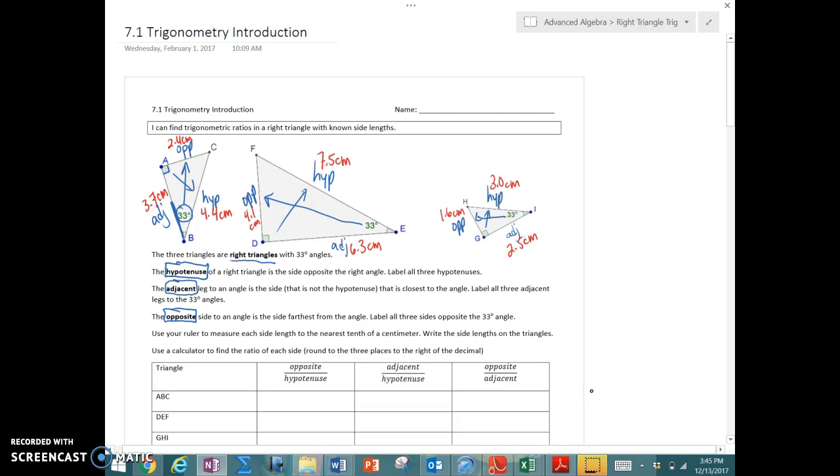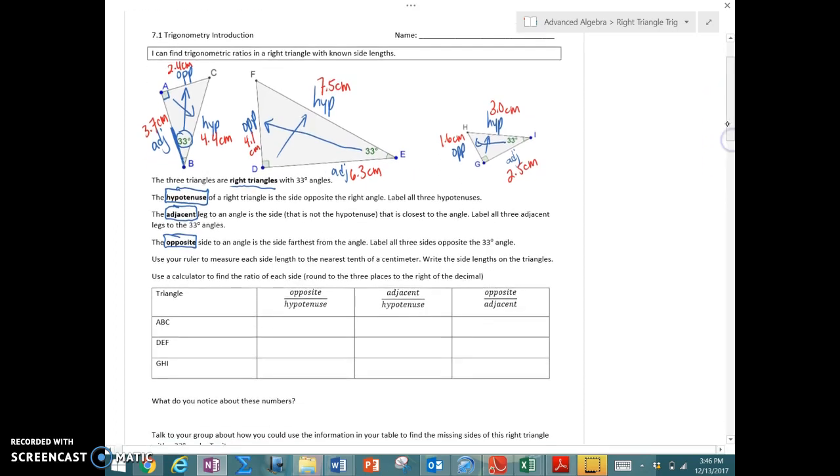So a big key for this lesson and this chapter is being able to label those sides of a triangle as adjacent, opposite, and hypotenuse. And then we're going to start finding these things we call ratios. Ratios are when you divide one thing by another, and in this case, we're going to be dividing side lengths by each other. So if we look at our first triangle, you can see in our table below, we're going to look at triangle ABC, which is the first one. And we are going to take the opposite side length divided by the hypotenuse length.